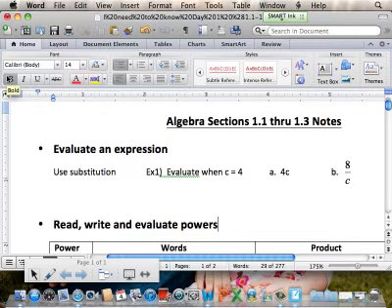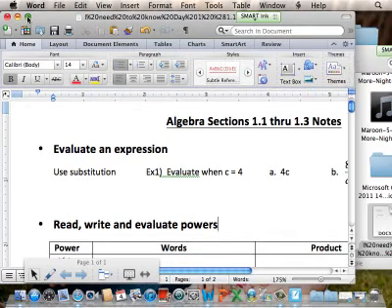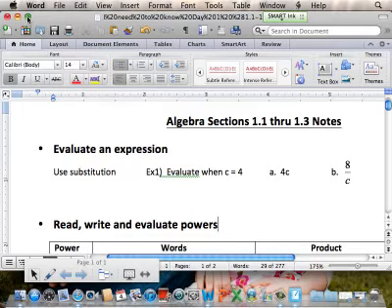Okay, so today we're looking at the notes for algebra, sections 1.1 through 1.3. These notes are a little bit different than what you'll be used to seeing because I'm doing these notes from a Word document. Normally, I'll import them into a Smart Notebook. However, this is just the easiest way of doing it for this particular lesson.